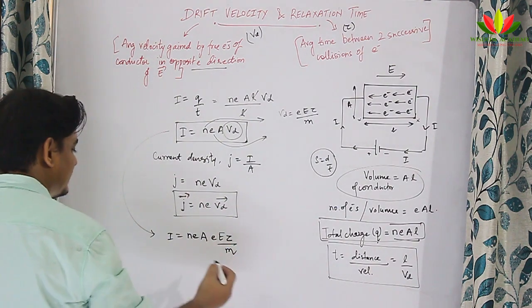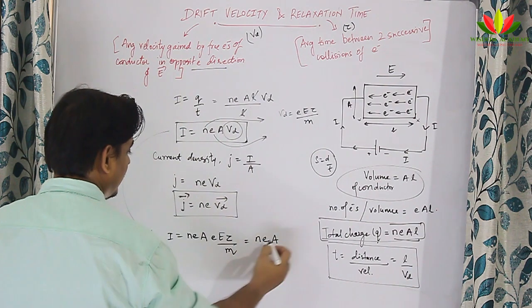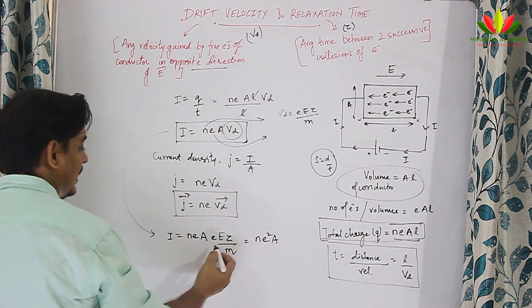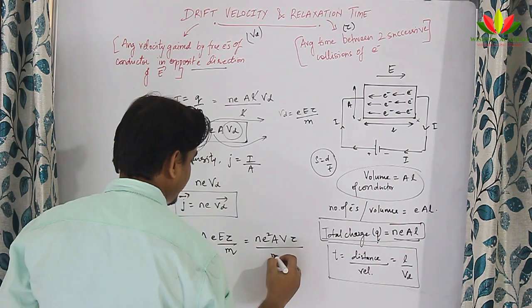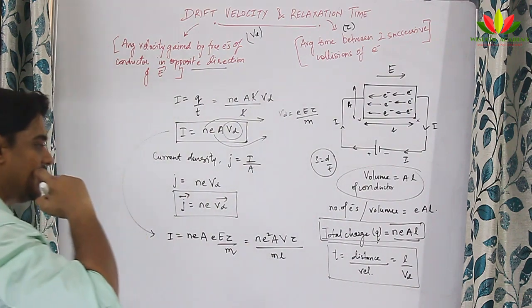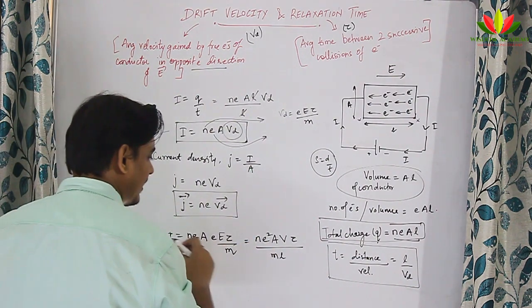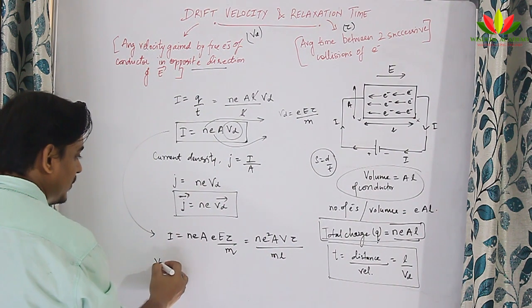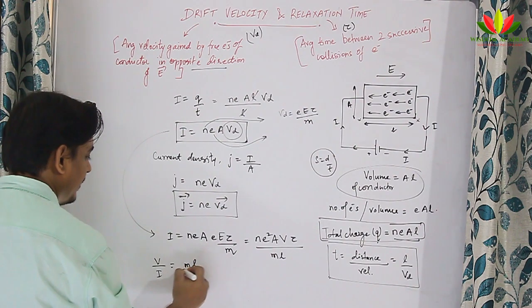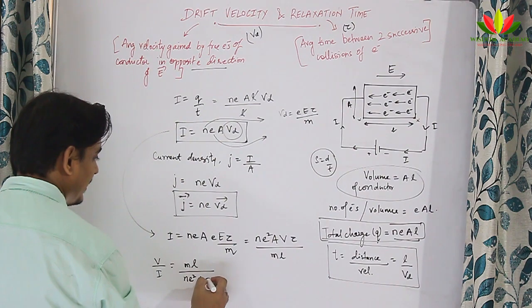So I can write this as nEA, actually E squared will come, and instead of E I will write V, tau is there, by m into L. Now by this expression I can relate V and I. So V by I will become equal to mL by nE squared A tau.